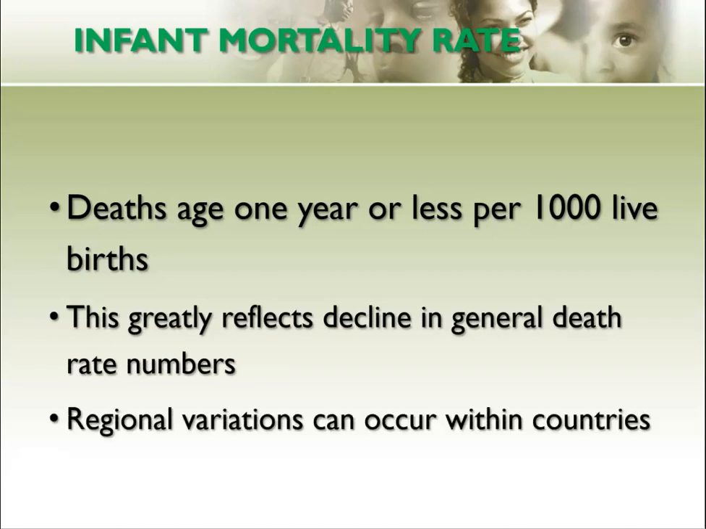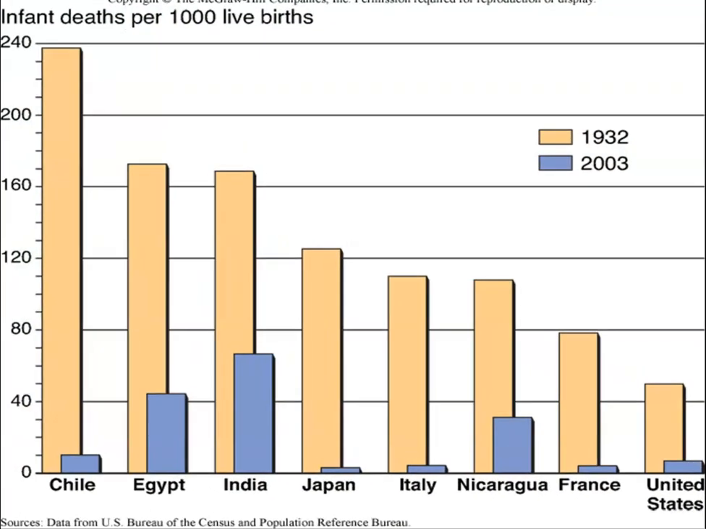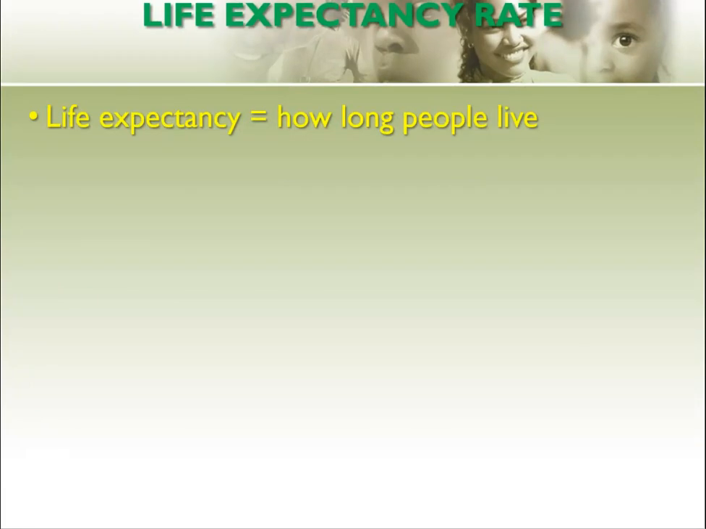Regional variations can occur within countries, and we can see that in the coming figure. Here there are different countries where we have infant deaths per 1000 live births for two different years, 1932 and 2003. Life expectancy means how long people will live.